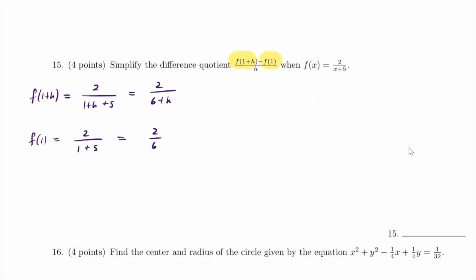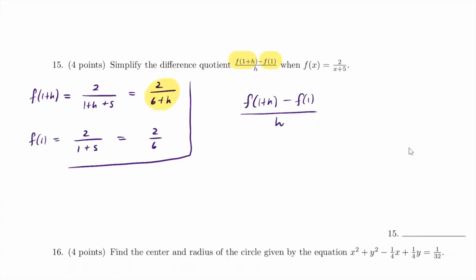You can simplify, but I'm going to keep it this way, so that when I combine it into a single fraction, it'll be easier to work with. So let's go ahead and do that. You have f of 1 plus h minus f of 1 all over h. F of 1 plus h is going to be substituted with this. F of 1 will be substituted with that. So you'll get 2 over 6 plus h minus 2 over 6 all over h.